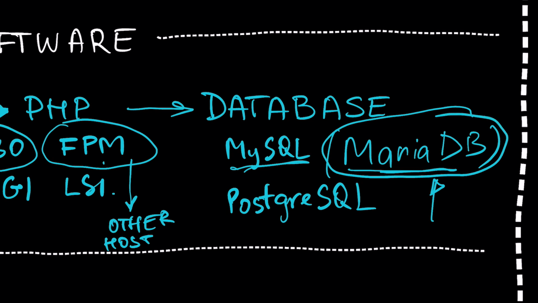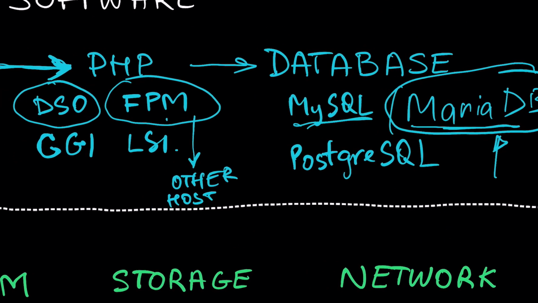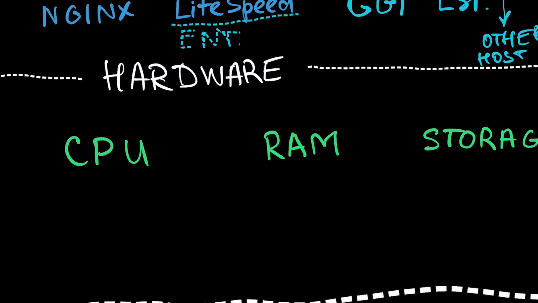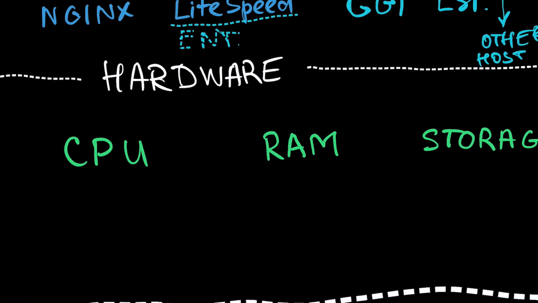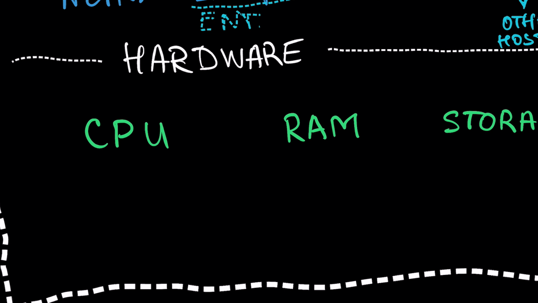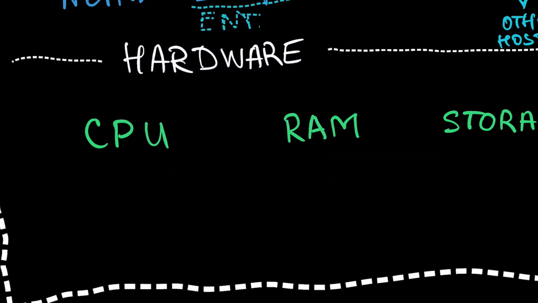MariaDB still has internal cache for queries, and that makes a big difference. Right, and now all this stuff has to run on some sort of hardware. Even though people are using the word cloud so much and so often, still under every cloud there is hardware. For the hardware, the most important part is the CPU.